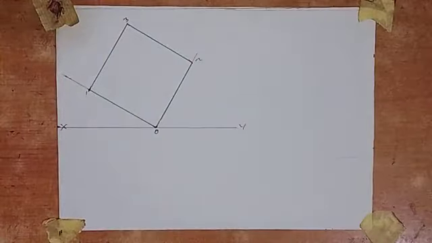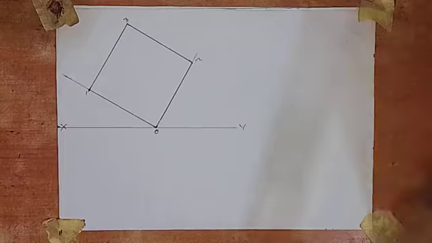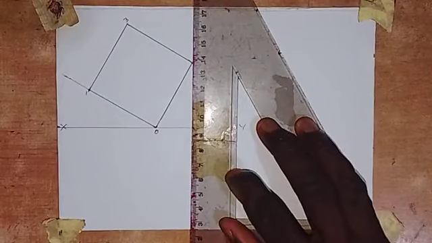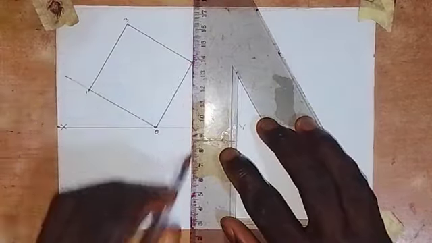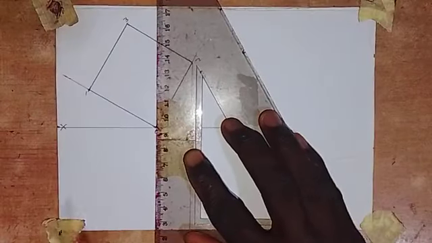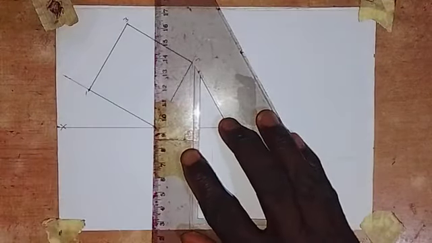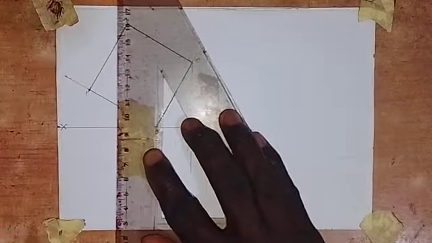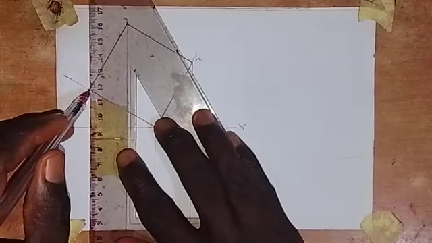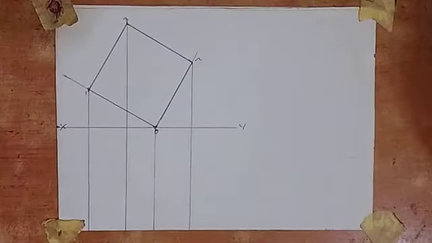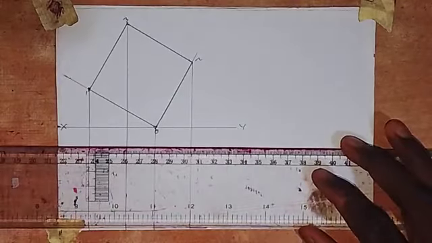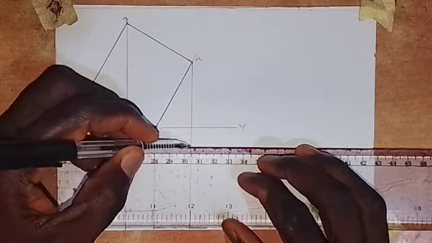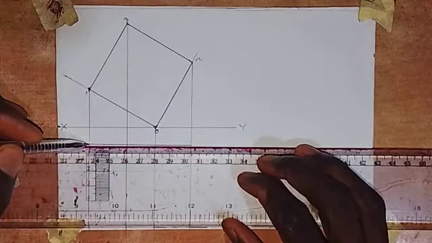To produce the plan, we come to point 2 and draw a vertical line down, and come to point 0 and draw a vertical line down. Come to point 3 and draw a vertical line down, and come to point 1 and also draw a vertical line down. You come down a little bit away from the front elevation, and make the line thick at once like this.